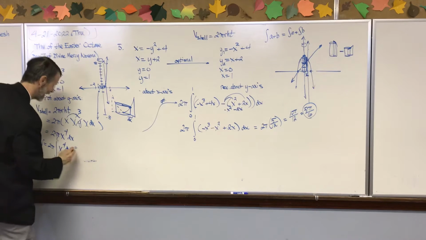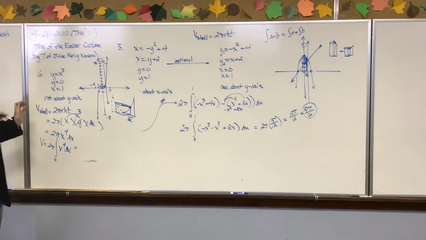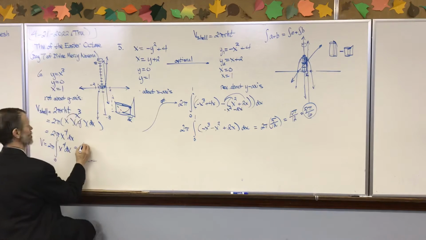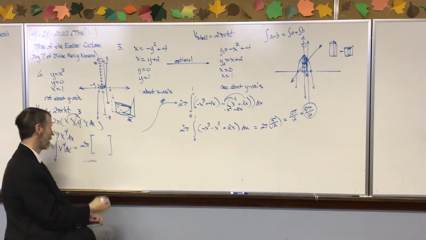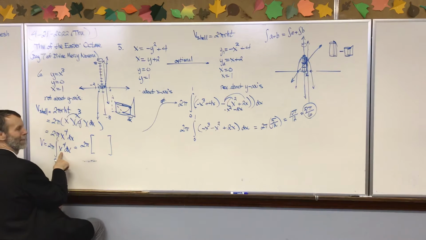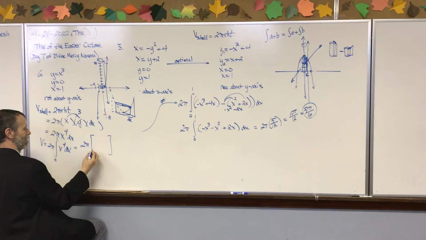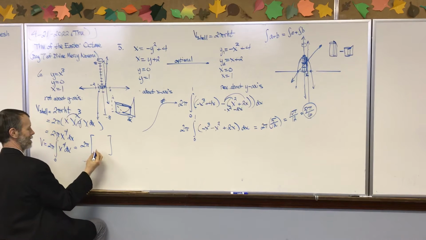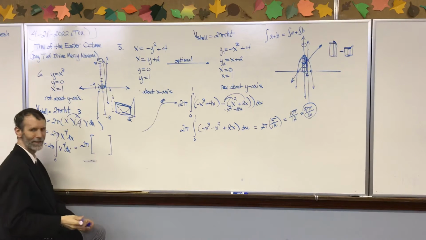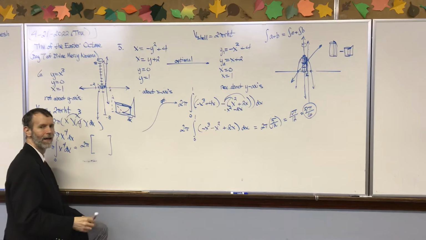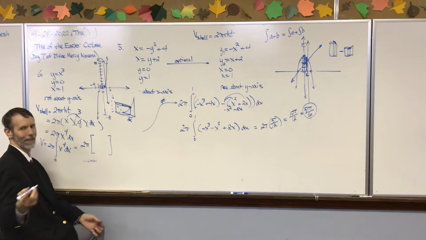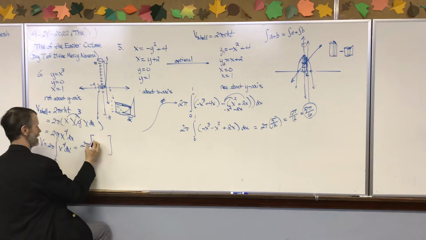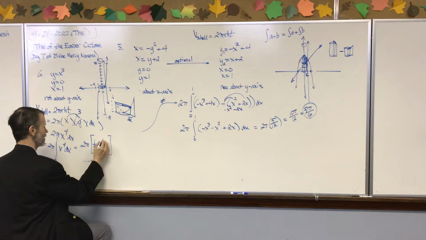I would like you to do this by hand. Everybody in this room should be able to do this by hand relatively easily. So 2 pi. Somebody tell me the antiderivative of x to the 4th. Michael. You add one to the exponent and then divide by the new power. So 1/5 x to the 5th.